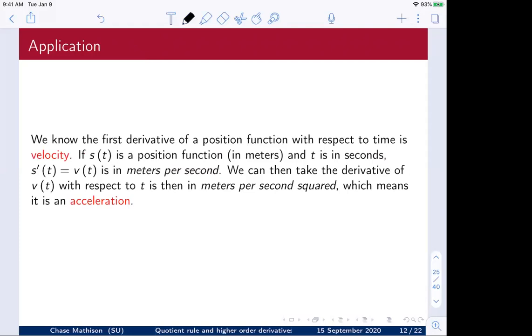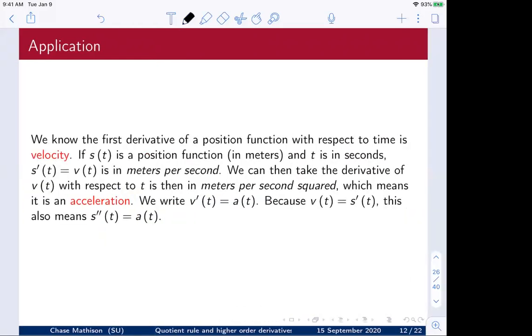That's one application for sure. Yeah. Acceleration due to gravity is. I'm actually going to look at an example right now that uses that. So, if we write v prime of t equals a of t, which is normally how people write this, because acceleration starts with a, then because v of t is also s prime of t, that means s double prime of t, the second derivative of the position function with respect to time, is equal to the acceleration.